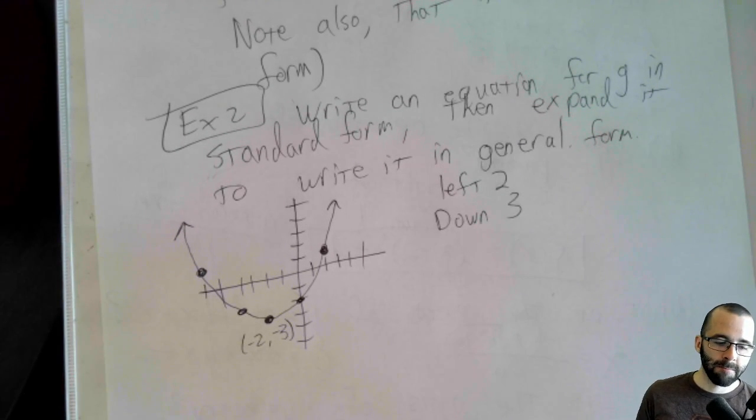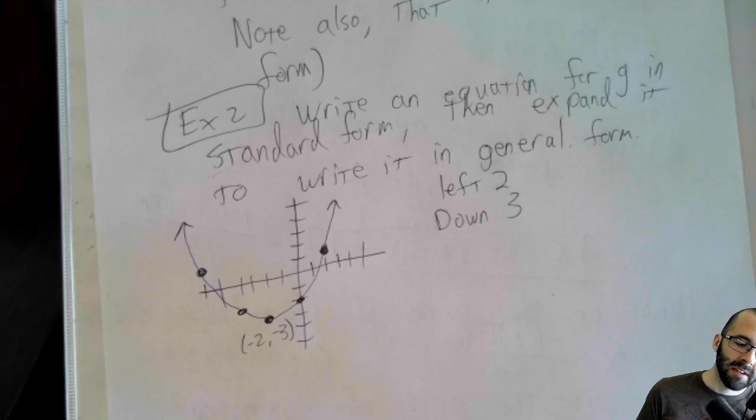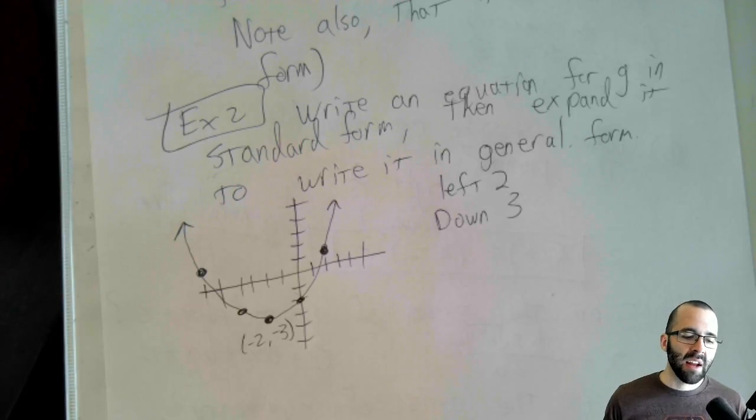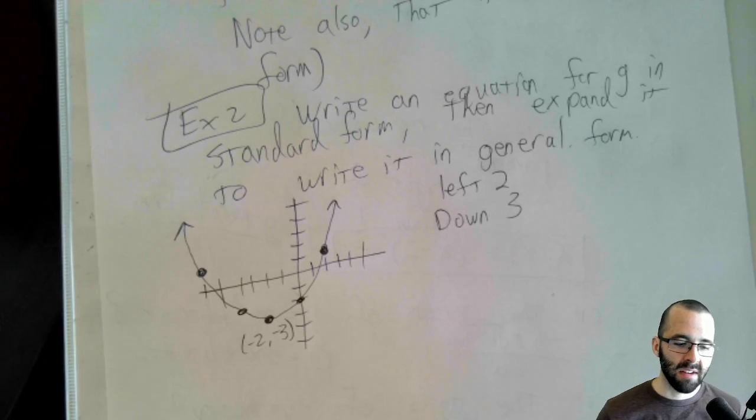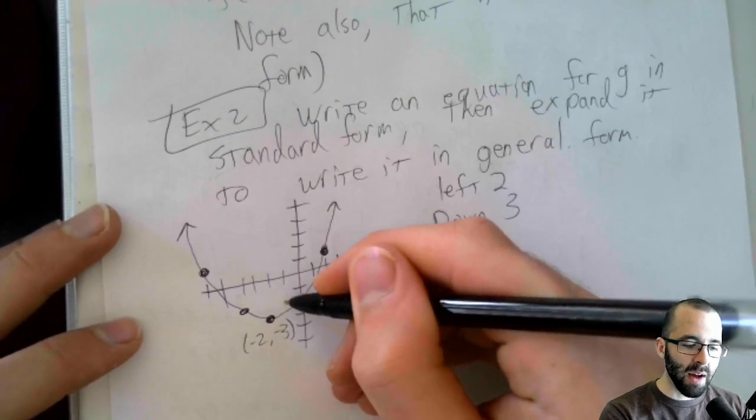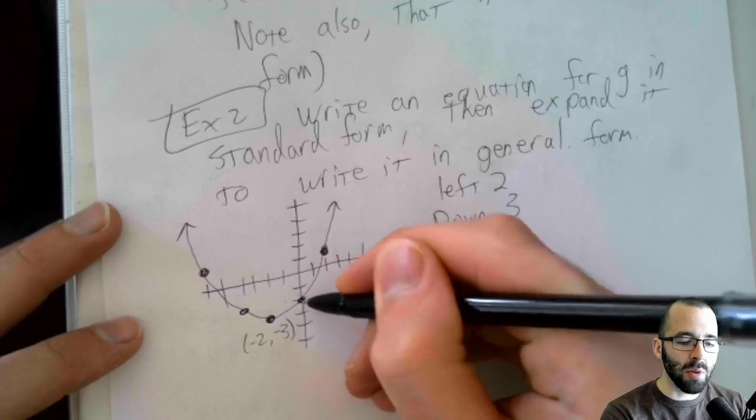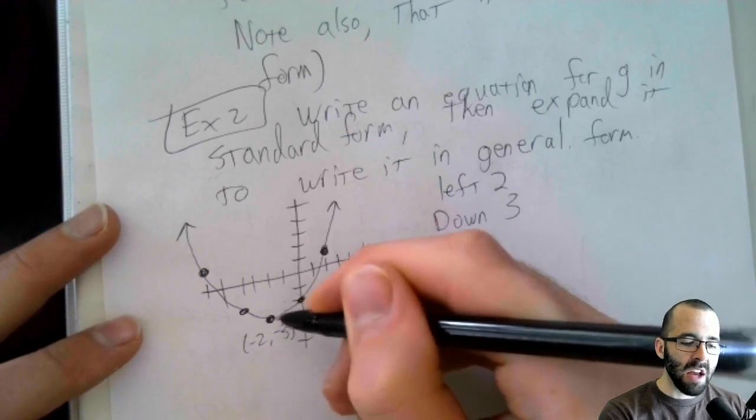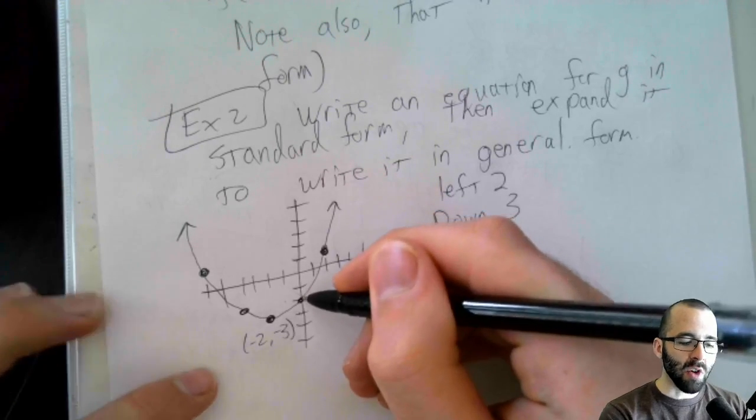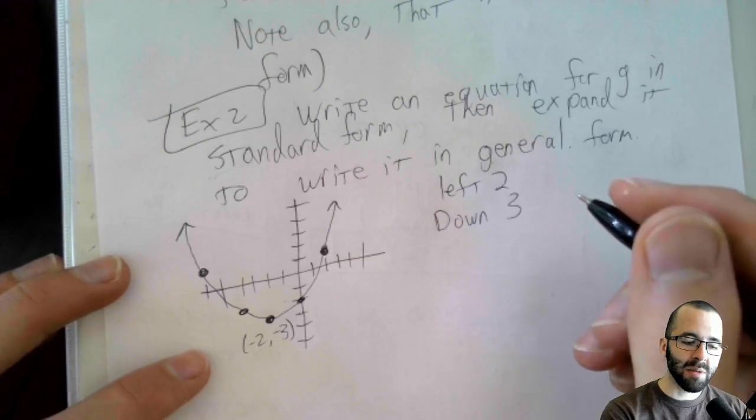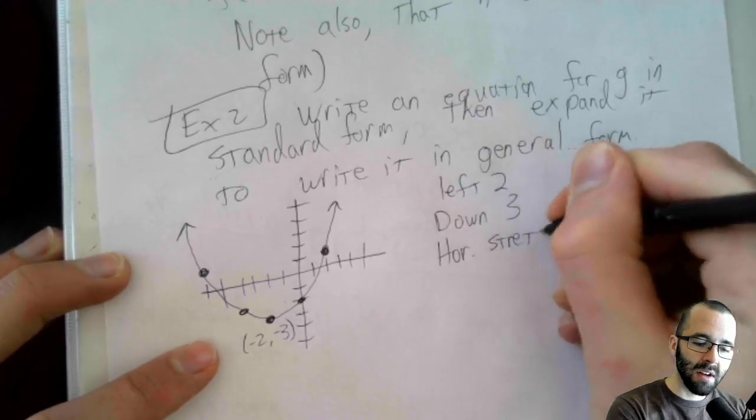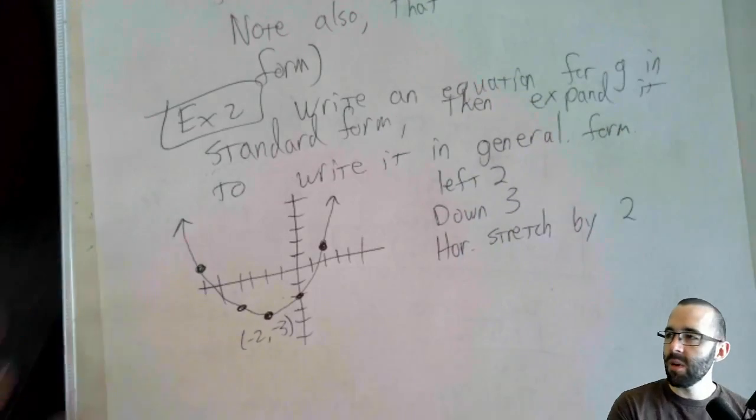All right. And then what else happened? This thing got horizontally stretched. You could also think about it as vertically compressed. But notice, usually in a parabola, we go over one and up one. But here we went over two before we went up one. Usually if we go over two, we go up four. But here we had to go four over. We had to go twice as far in terms of x. This is a horizontal stretch by 2.